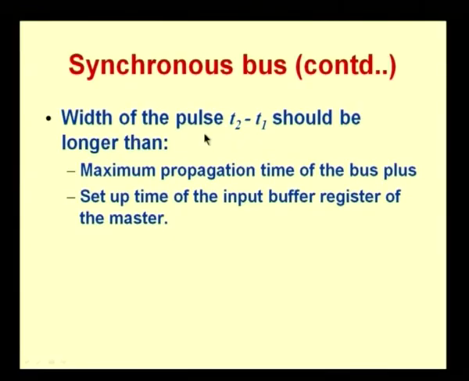Right. So the width of this pulse, T2 minus T1, should be longer than these two things: the maximum propagation time of the bus plus the setup time of the input buffer register of the master. Okay. So these are the two things that we need to take into account. For T0 to T1 we have a requirement, similarly for T1 to T2 we have a requirement. So these two put together will determine the overall pulse width, and it will also determine the frequency of the clock that can be used.